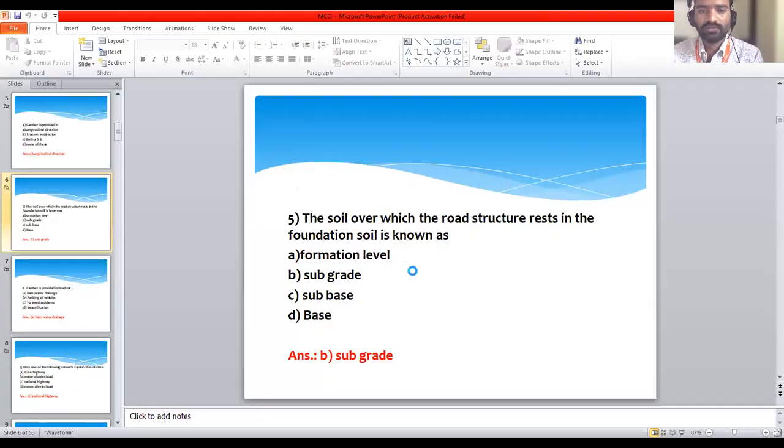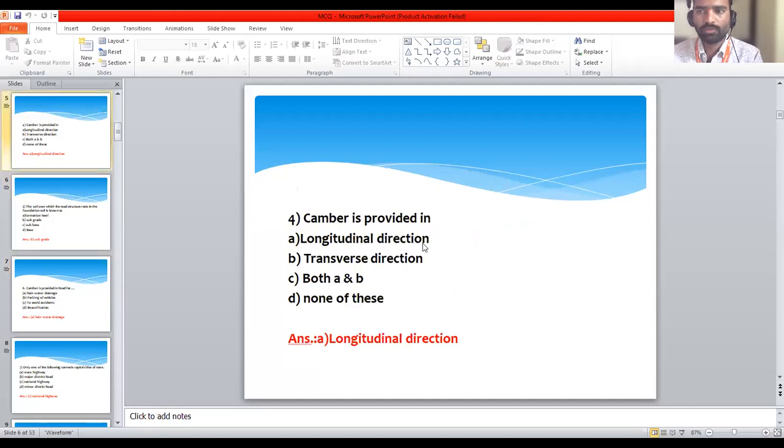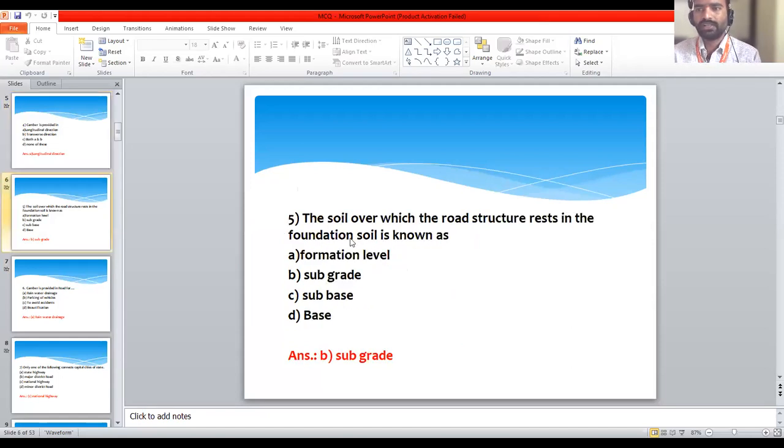Okay, so I will show with small screen only. Now, is it visible with small screen, window screen? Yes, sir. Okay, so camber ho gaya. Fifth question, I will just read this one.